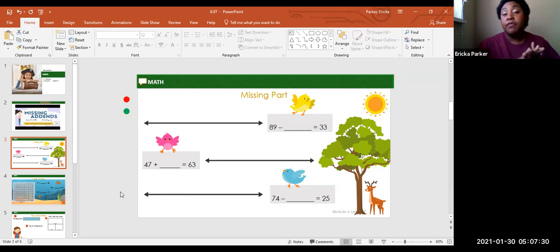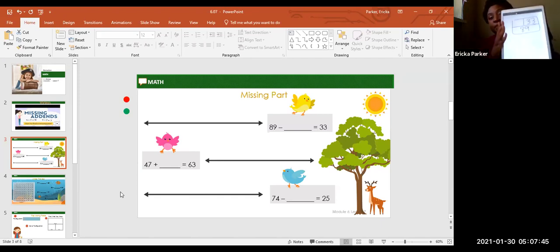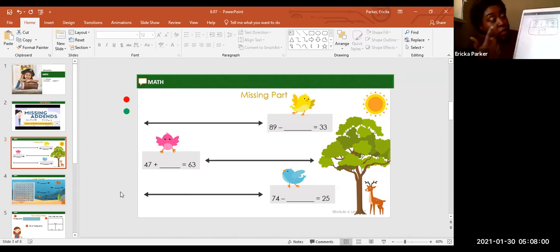All right, let's look at our first one: 89 minus mystery number equals 33. When you do these problems, look at it like this. We have the whole number down here, and these two are the parts. One part is a mystery number that we need to find. These two parts make up the 89. So we need to find that mystery part. We can do 89 minus 33.